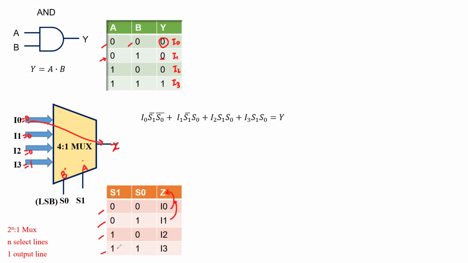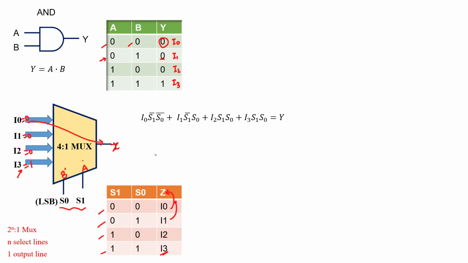For the final condition, 1, 1, I3 gets connected to the output, and therefore I3 is set to be 1. So based on the select line inputs in this truth table, you can see that I am implementing the logic AND function Y equals A and B. Similarly, the output Z of the multiplexer receives the 4 input data lines, and that is basically an AND function.